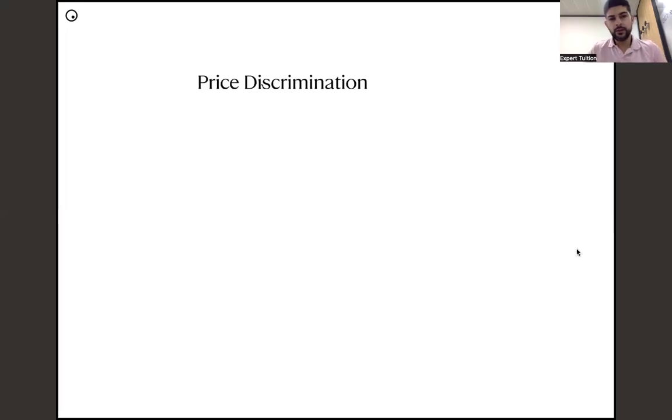Okay, so today I wanted to walk through price discrimination, what it is, how to draw the diagram, and also importantly, how to apply it to exam questions. So let's start off with what is price discrimination?